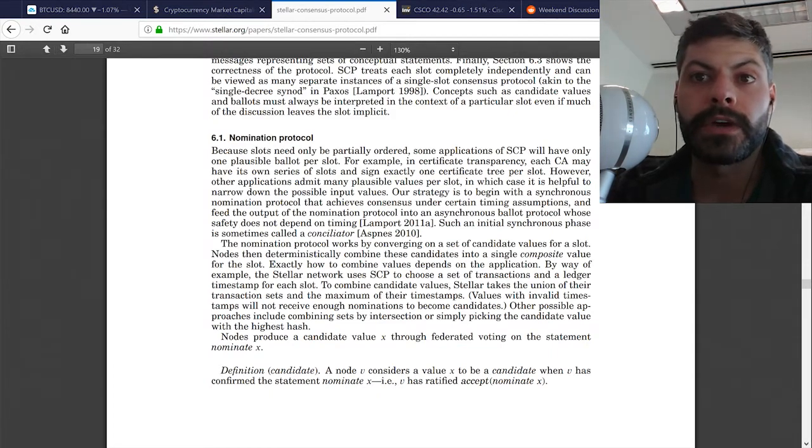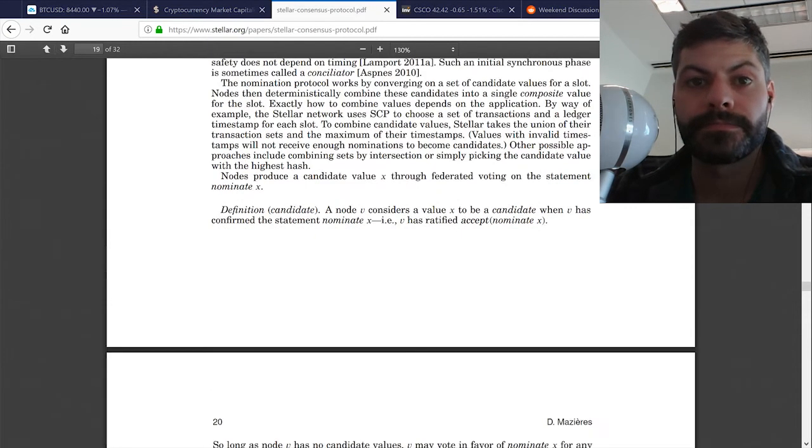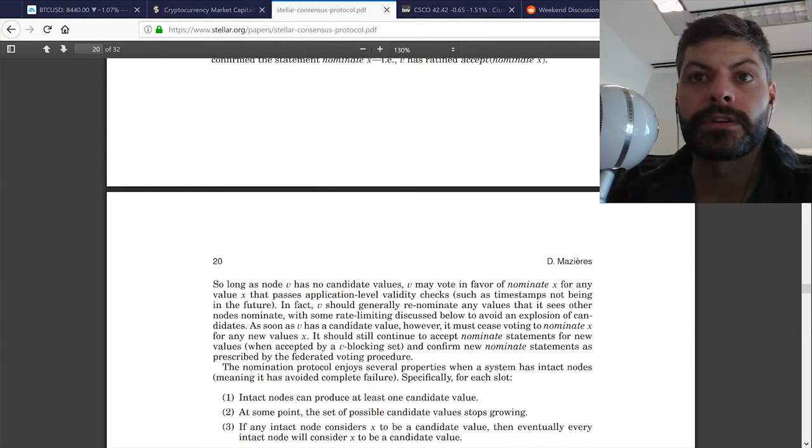Nodes produce a candidate value X through federated voting on the statement nominate X. Definition: candidate. A node V considers a value X to be a candidate when V has confirmed the statement nominate X. That is, V has ratified accept nominate X. So long as node V has no candidate values, V may vote in favor of nominate X for any value X that passes application-level validity checks, such as timestamps not being in the future. In fact, V should generally renominate any values that it sees other nodes nominate, with some rate limiting discussed below to avoid any explosion of candidates.